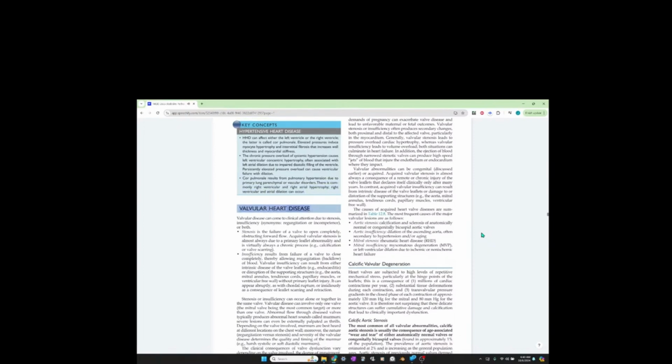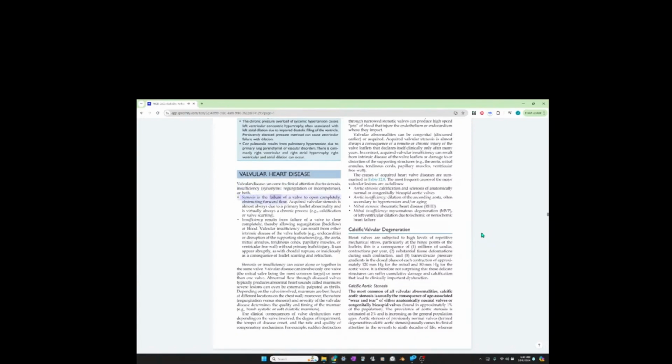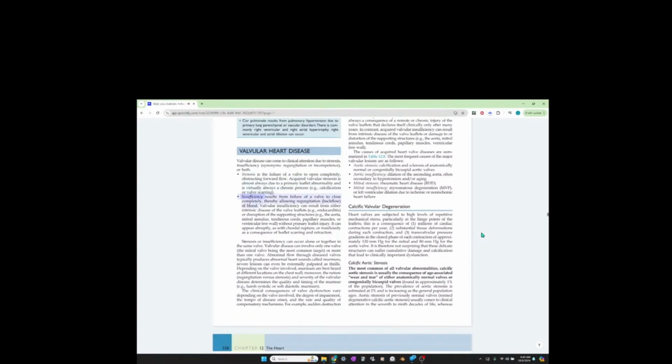Valvular heart disease. Valvular disease can come to clinical attention due to stenosis, insufficiency, or both. Stenosis is the failure of a valve to open completely, obstructing forward flow. Acquired valvular stenosis is almost always due to a primary leaflet abnormality and is virtually always a chronic process. Insufficiency results from failure of a valve to close completely, thereby allowing regurgitation of blood.